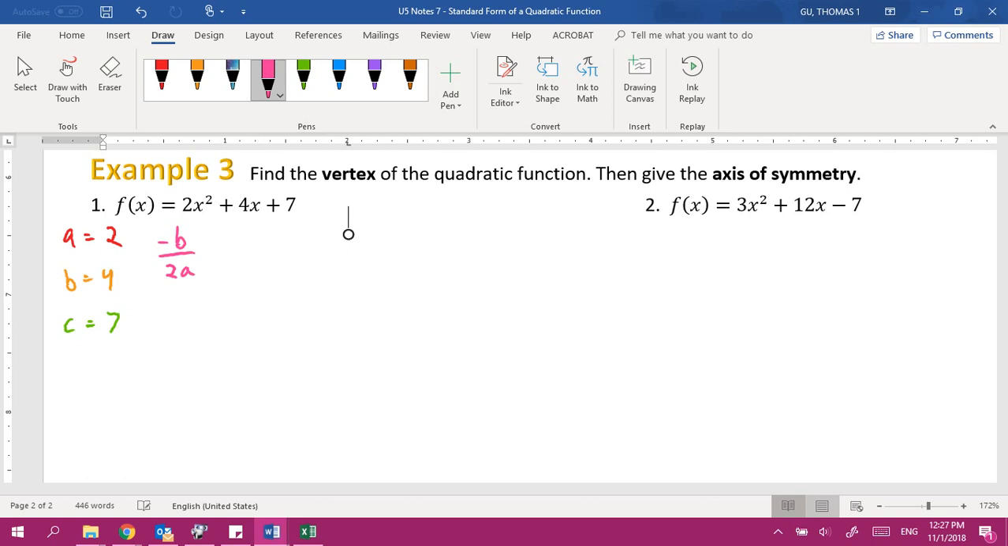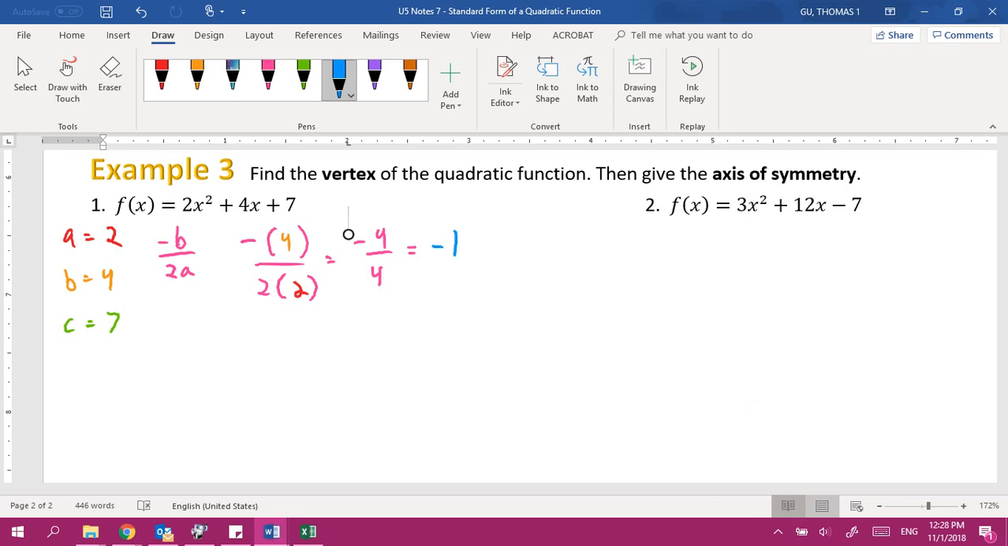It's very important. And so now we're going to just replace the variables with the numbers that equal those variables. So it's going to be negative what? Negative 4 over 2 times 2. And so if we simplify this, it's going to be negative 4 over 2 times 2 is 4. And then negative 4 divided by 4 is what? Negative 1. That's right. So the x value is negative 1, right?